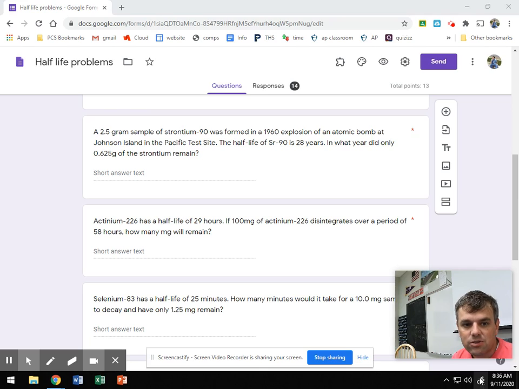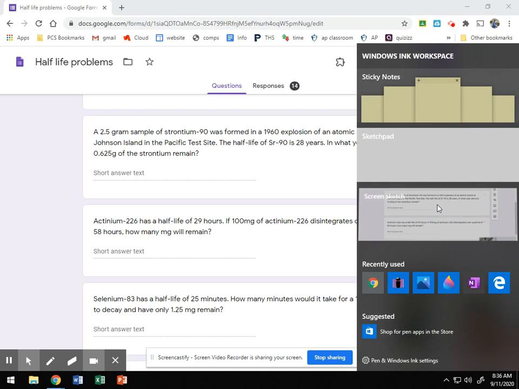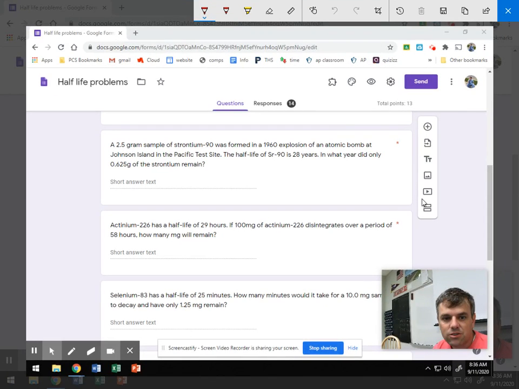All right, the next one is talking about a 2.5 gram sample of strontium-90 that was formed in 1960. So we have 2.5 grams at time 1960. Every 28 years, we have half of that. So 28 years after 1960 is 1988. So that would be 1.25 grams.